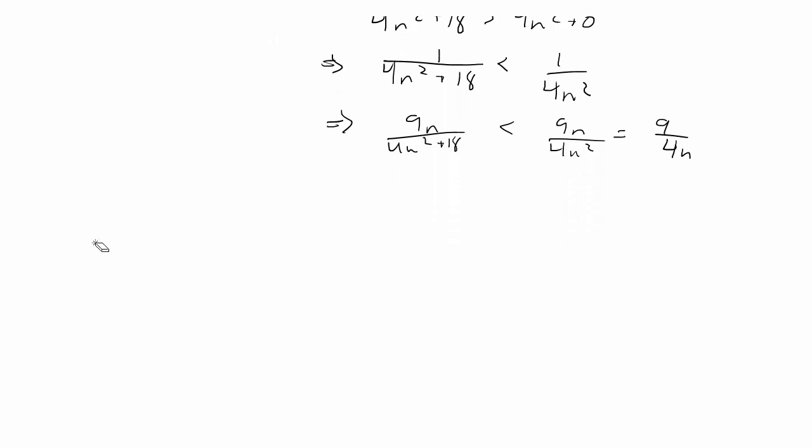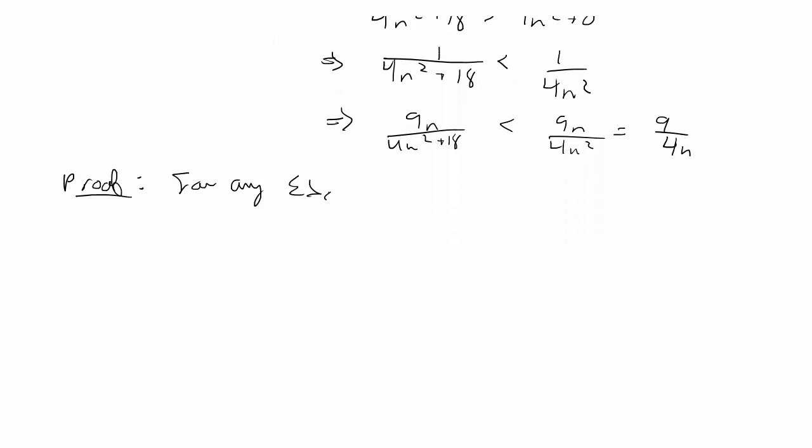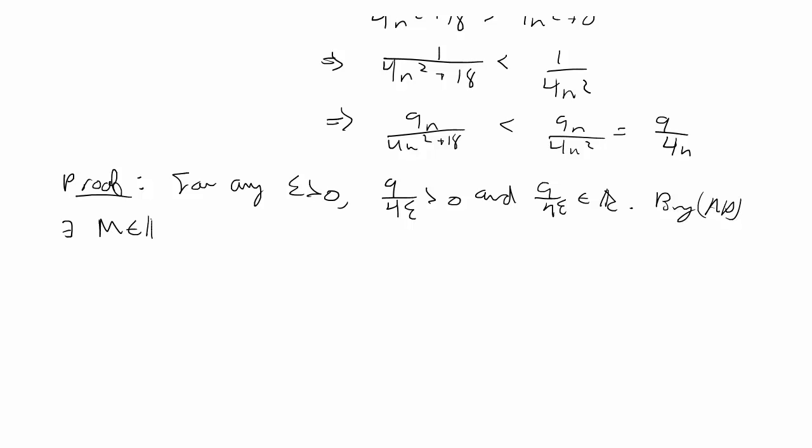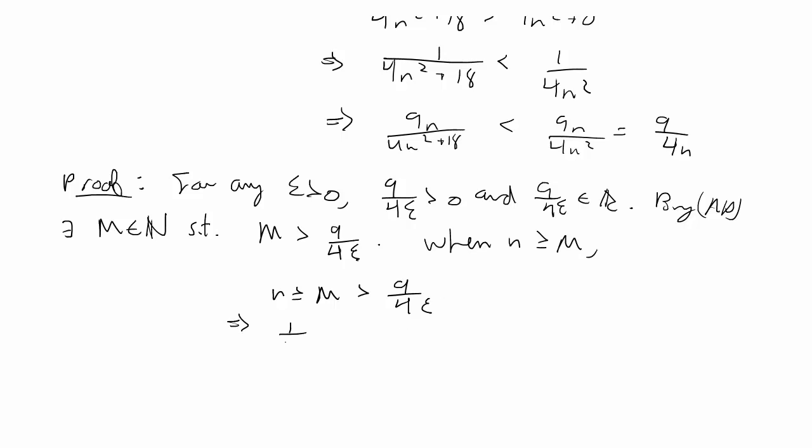So what we're going to say is for any epsilon greater than 0, 9 over 4 epsilon is greater than 0, and 9 over 4 epsilon exists in R. By the Archimedean property, we know that there exists an m in the naturals such that m is greater than 9 over 4 epsilon. When we have an n that's greater than or equal to m, we have n is greater than or equal to m, which is greater than 9 over 4 epsilon, which means that 1 over n is less than or equal to 1 over m, which is less than 4 epsilon over 9.